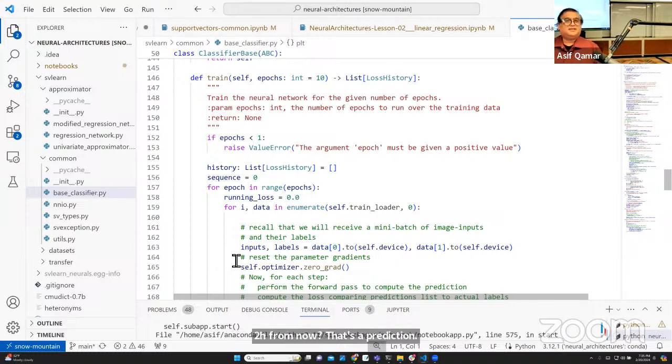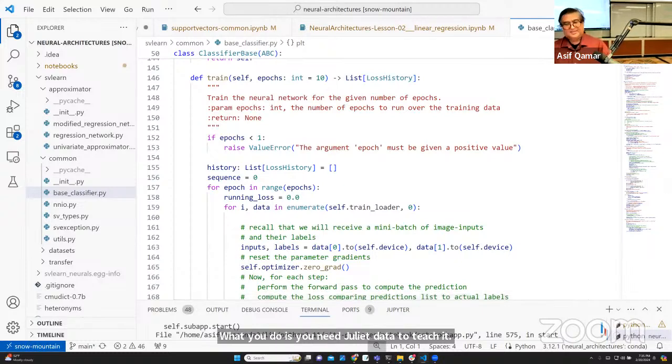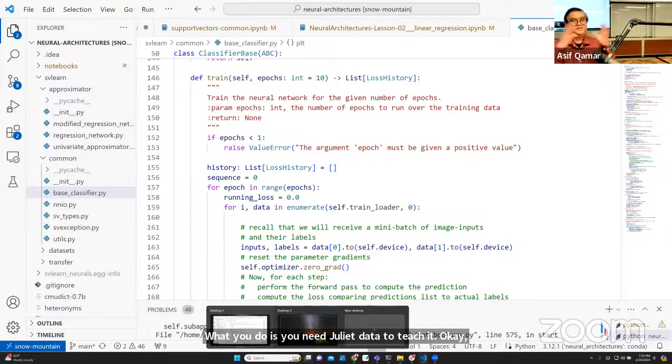How do you train a machine to predict a number? What you do is you need data to teach it. Let me give you the basic idea, and then I'll draw it all out in boxes in a moment. But let's go over it at a high level, and then we'll go deeper. What you do is you take lots of examples.